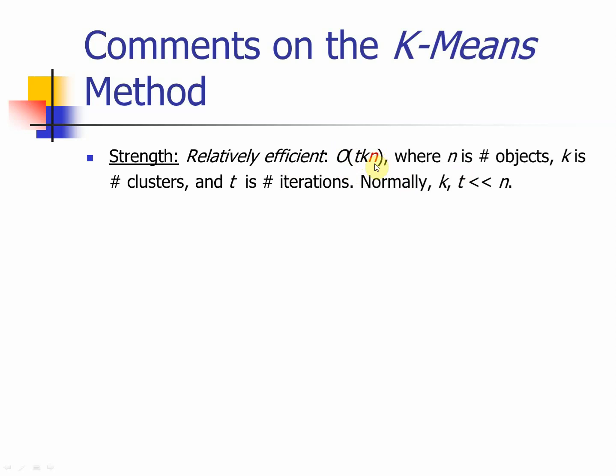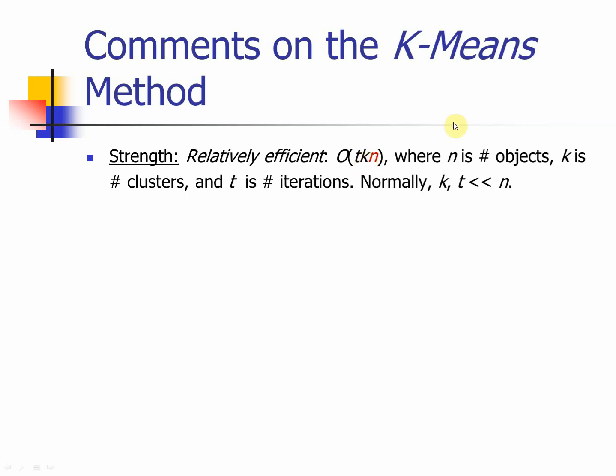N is the data size that you have. If we ignore T and K, you can see that this is actually a linear algorithm, and that is fast. K indicates how many clusters you have. Obviously, if you have more clusters, there are more calculations at every single point. But K is a constant value, a user predefined value.